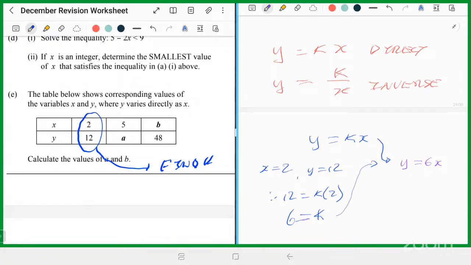Alright, and knowing that y is equal to 6x, that's the relationship between x and y, you can use that now to work out anything you want. This y value is always 6 times this x value. So for the first pair right here, you want to work out the a: the x is equal to 5 and the y is equal to a. So you plug them in there. So y, which is a, equals 6 times the x, which is 5. So a equals 30.